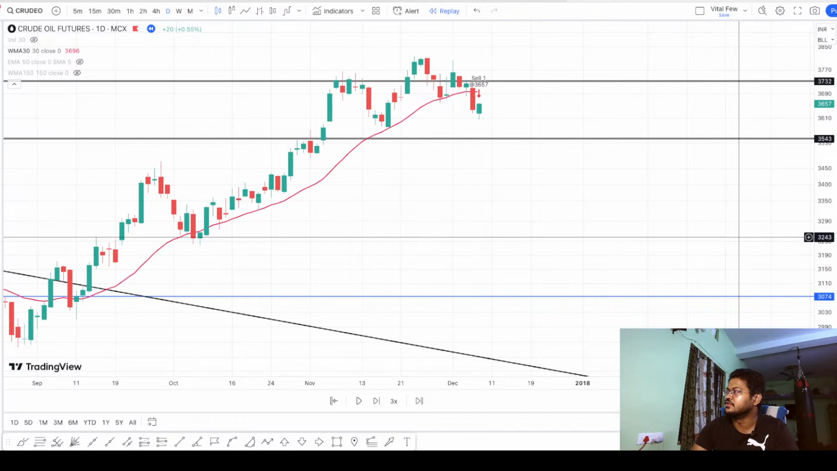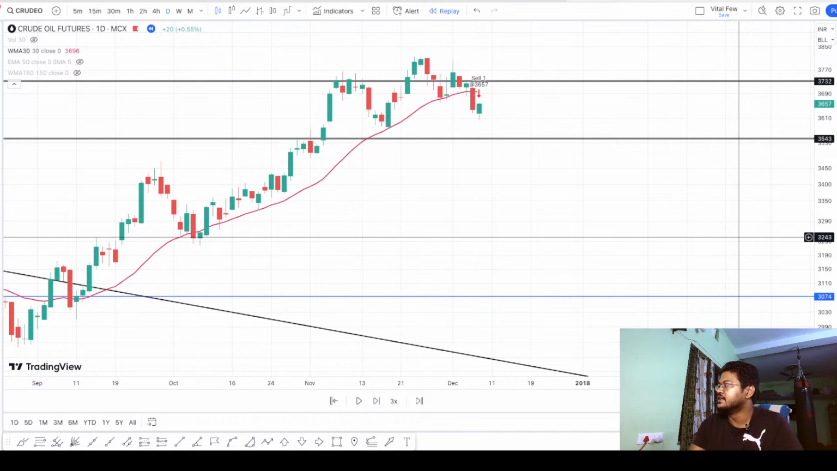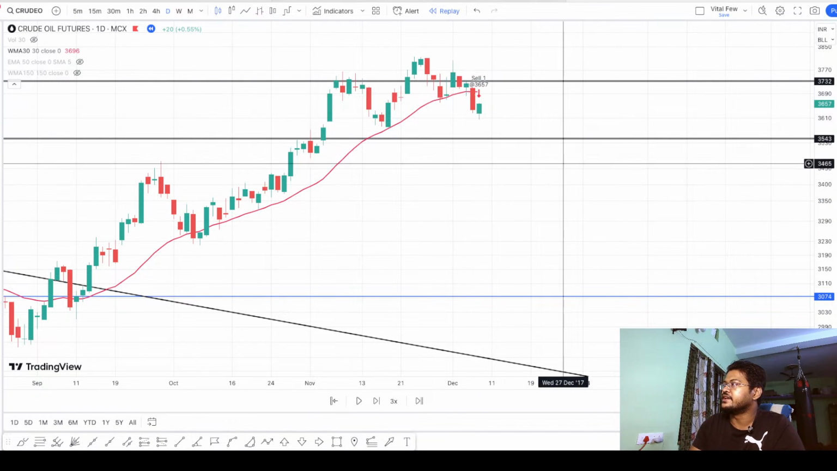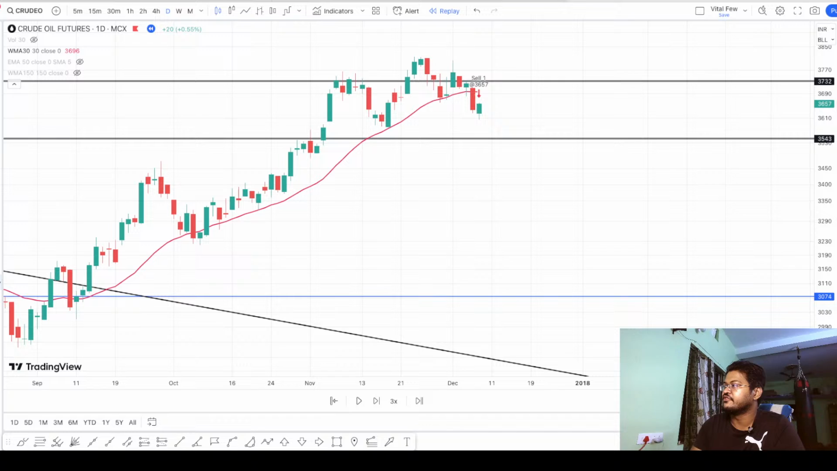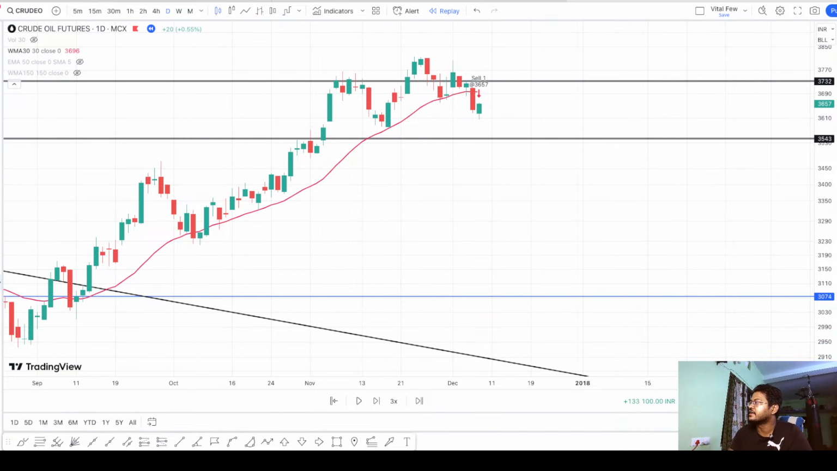I hope my profit is visible at the bottom, or maybe it is hidden. It is 1,33,100 rupees. Let me try to minimize my face so that you can get a better picture. I hope it is visible now. You can let me know in the chat section.